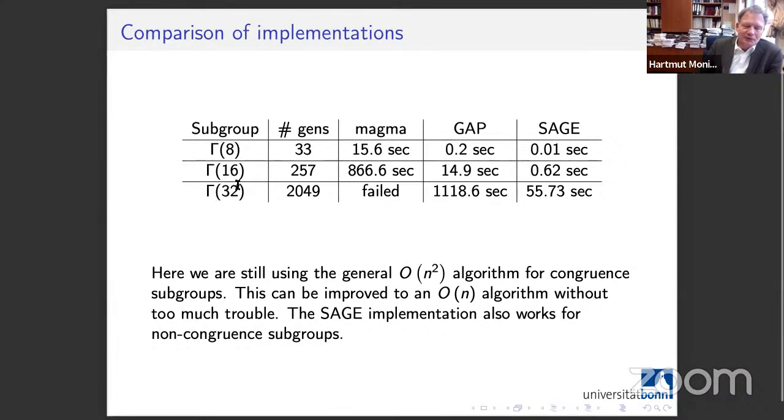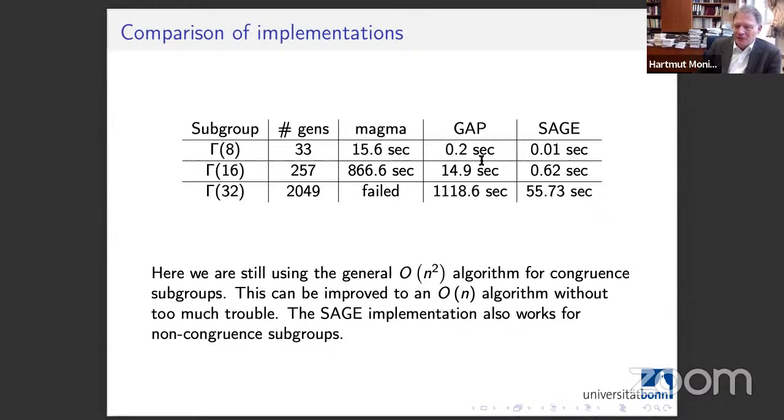For congruent subgroups, as I explained last time, you have basically linear relations. That means you could use an O(N) algorithm to determine the generators and the cosets. If you do it with the Farey symbol, then it's still an O(N squared) algorithm. But I just wanted to show you that in Magma, even for gamma 8 it takes a sizable time. Then if you take gamma 16, it takes a long time. And then for gamma 32, it fails.